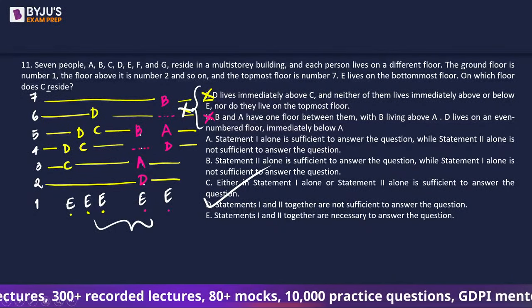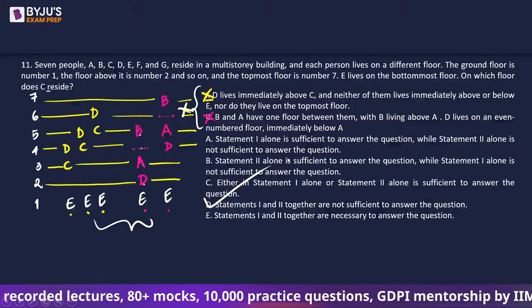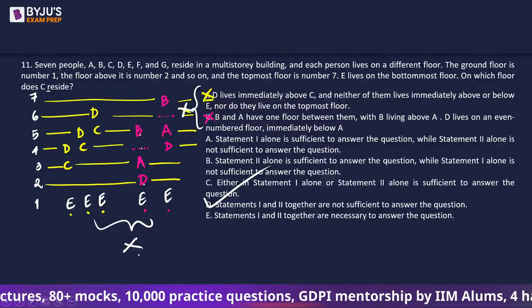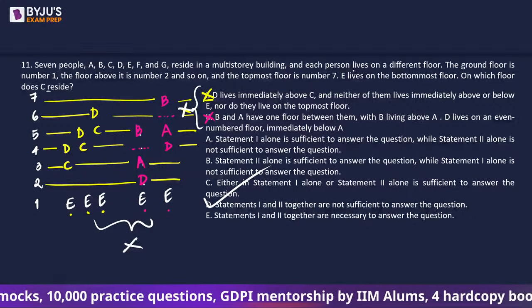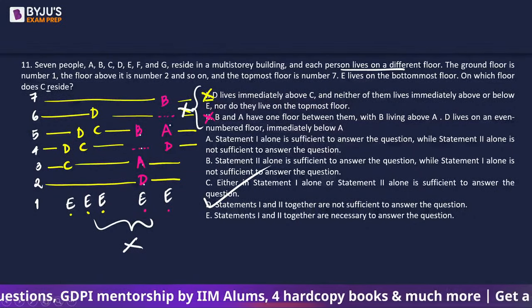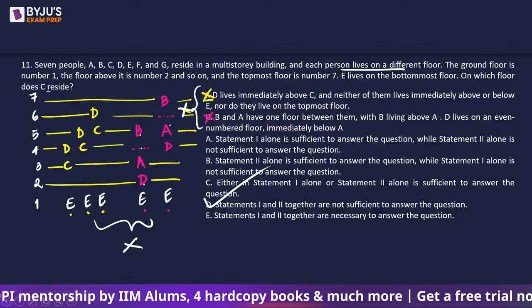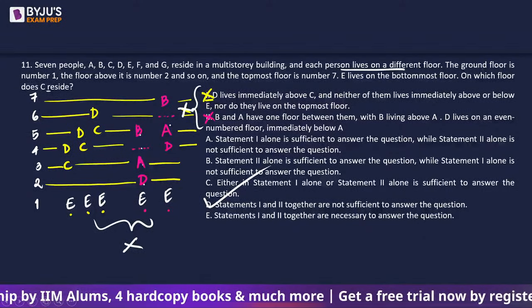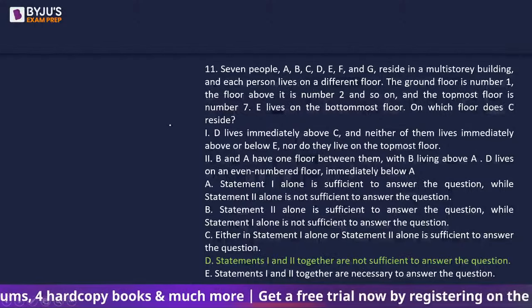No, not the last one. Last one says that together are necessary. I'm saying दोनों मिलाकर भी नहीं आएगा. Because it says that each person lives on a different floor. We will have either 2 people residing on the same floor or more than 2 people residing on the same floor. Right? Okay. So D is the answer.